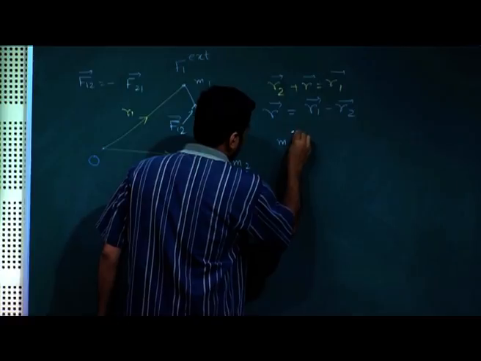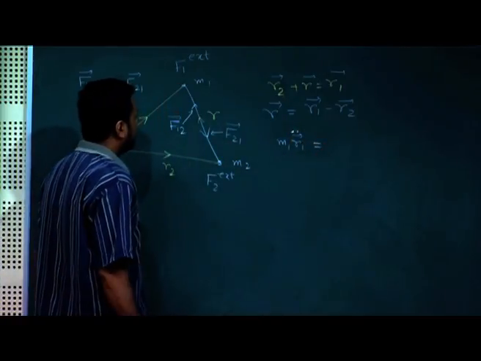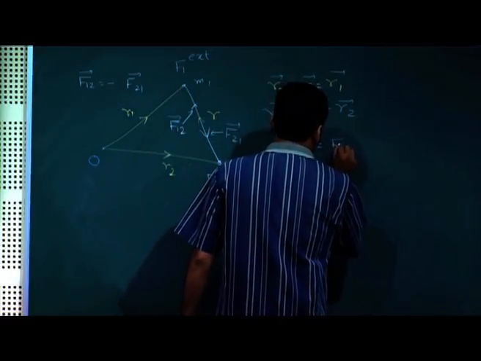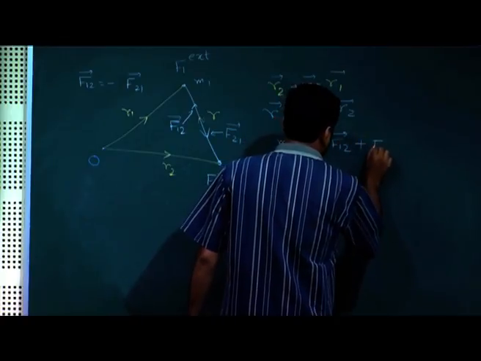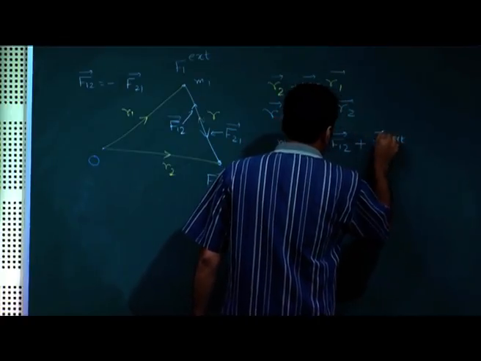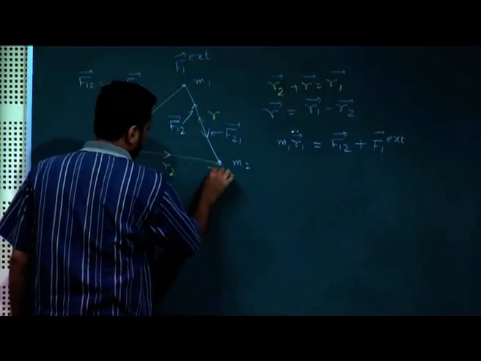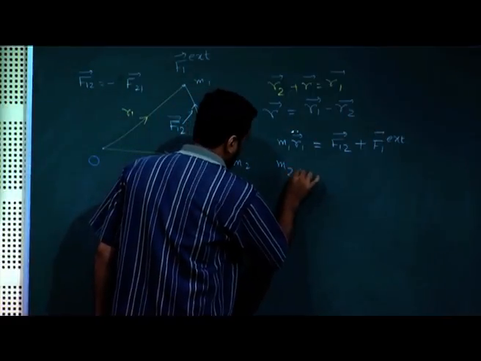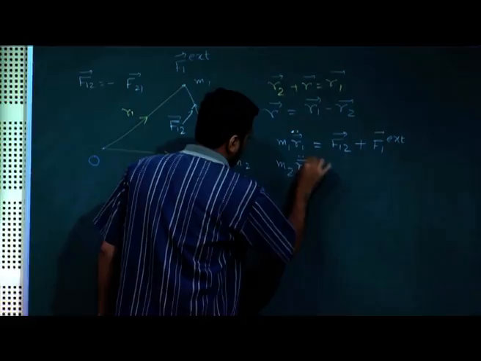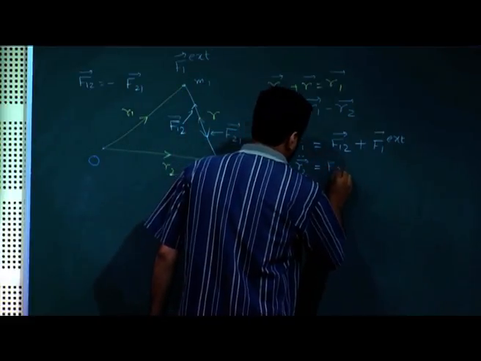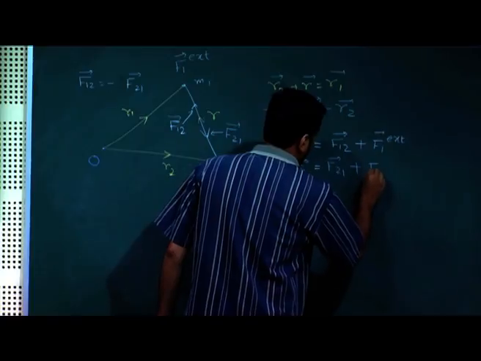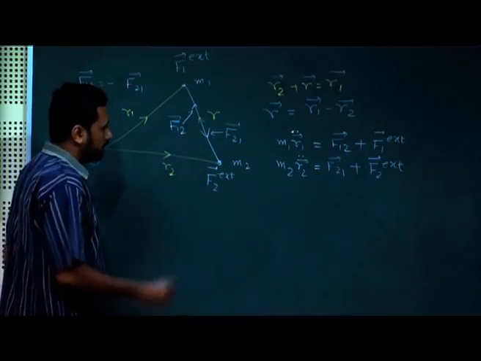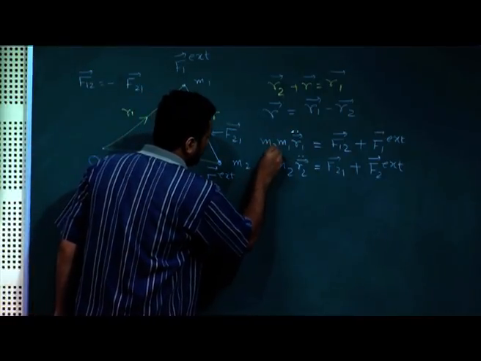Okay, I hope this is visible to you. M1 R1 double dot is equal to F12 plus F1 external. Please understand this F1 external and F2 external, these are two vector quantities. Similarly, at site M2, we can write M2 R2 double dot is equal to F21 plus F2 external.